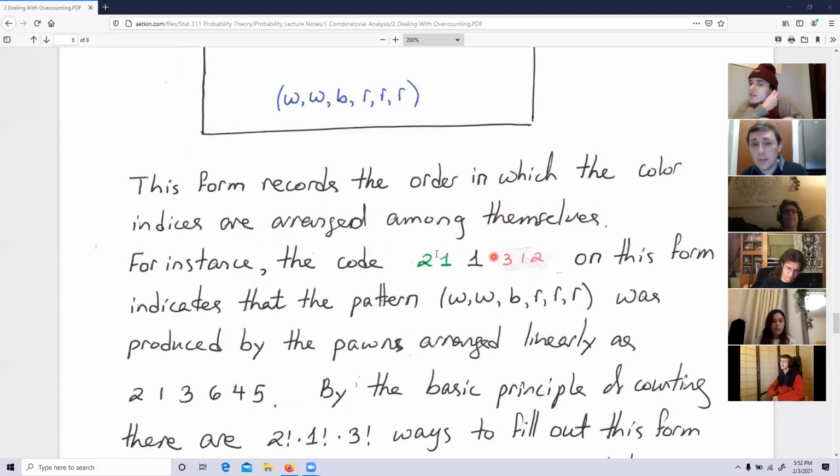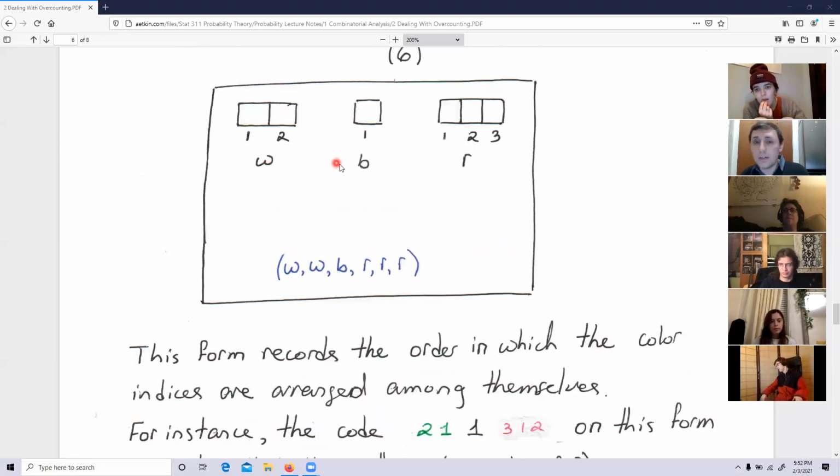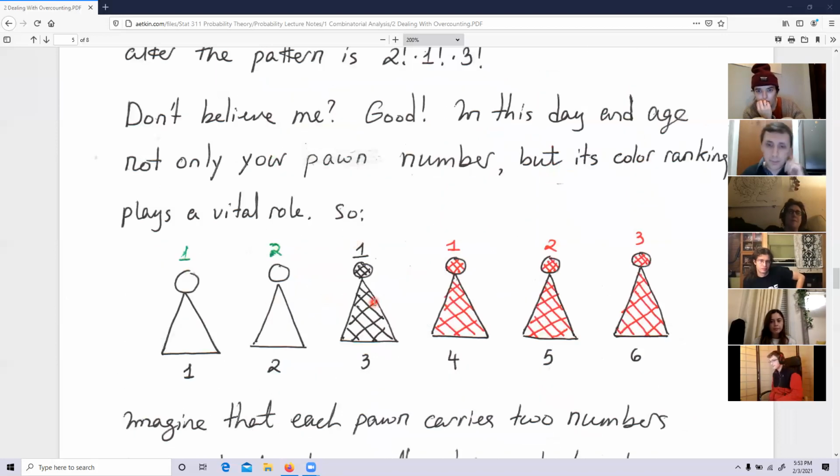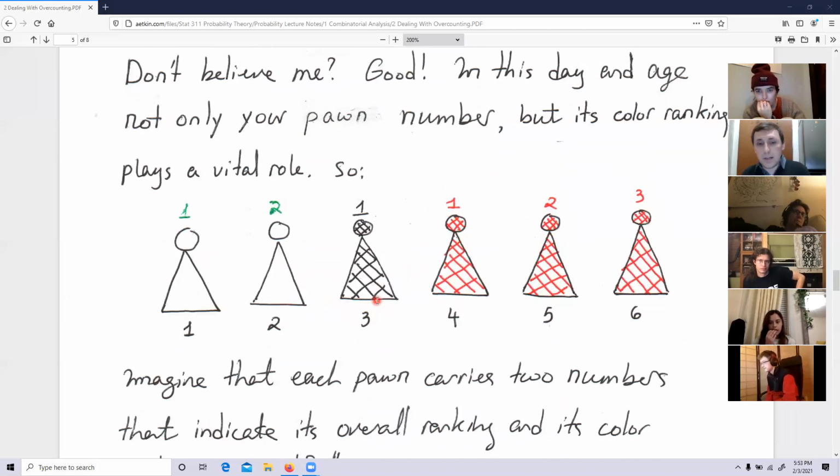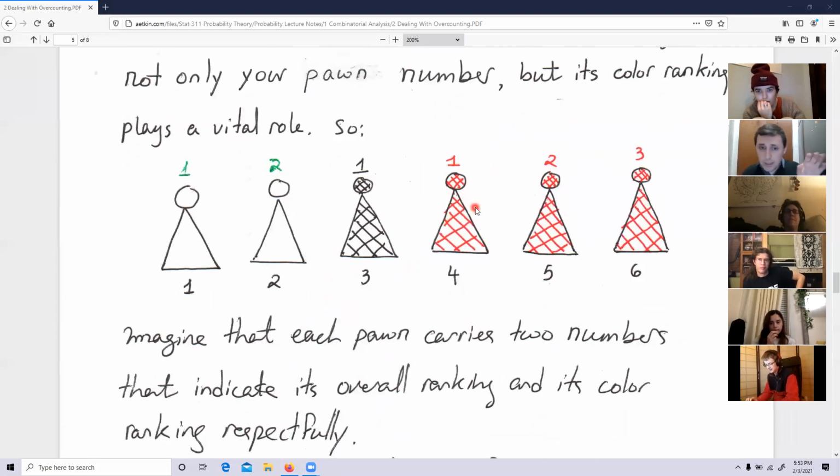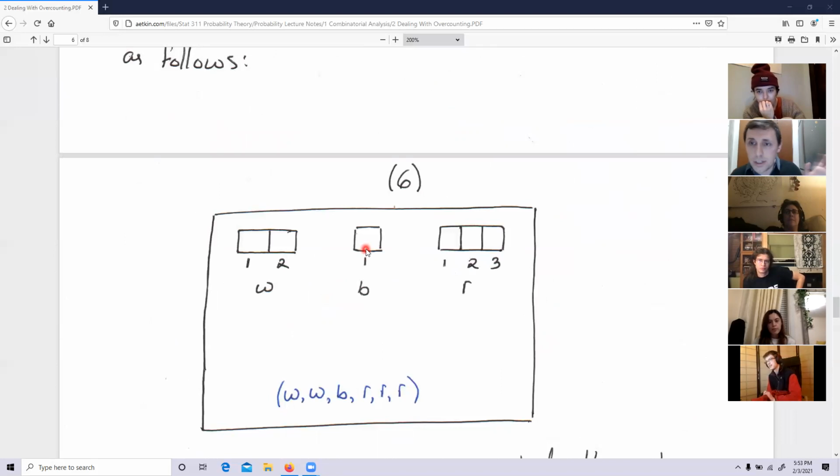So for instance, if you see something like this, you might see the code 211312, right? What does it mean? It's obviously a pattern white, white, black, red, red, red, right? So you can see that filling out this form tells you that you have 2 factorial times 1 factorial times 3 factorial rearrangements for that pattern. And it's obvious because this form will be the same. You just have a different subscript here if you have a different rearrangement. You follow what I'm saying, guys? So it will be the same document, but if I look at the population, I would see maybe the colors are arranged differently, but here this form only tracks how the colors are arranged among themselves.